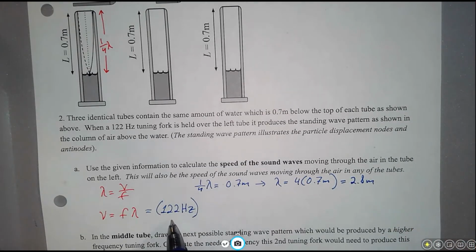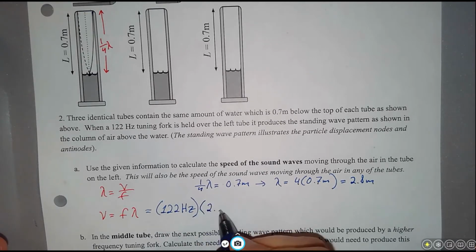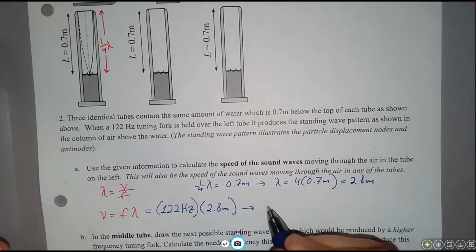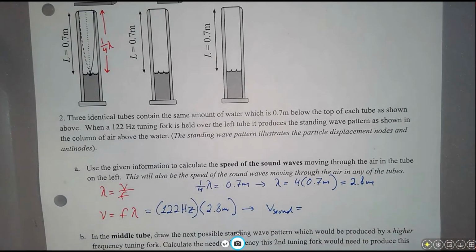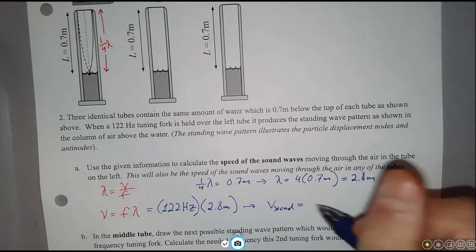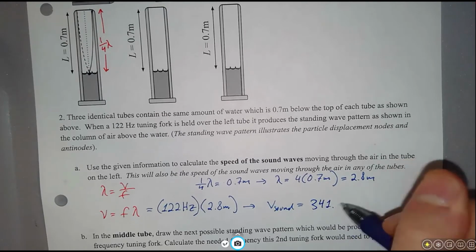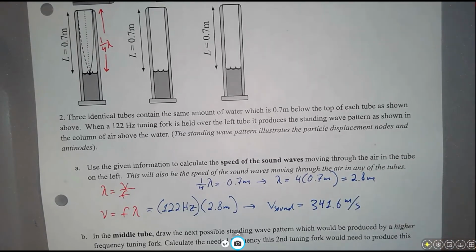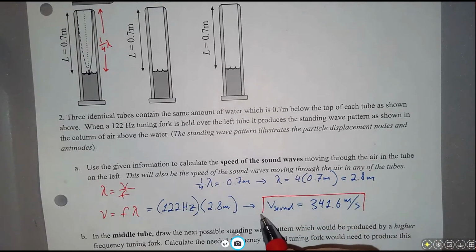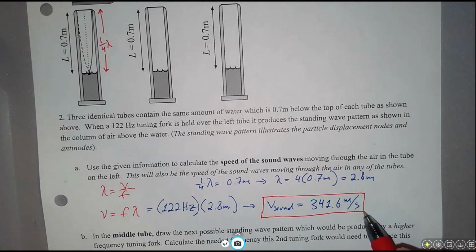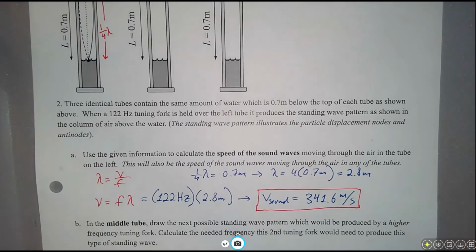So if you have a sound wave that has a frequency of 122 hertz and a wavelength of 2.8 meters, let's figure out what the velocity of that sound wave actually is. So 122 hertz times 2.8 meters gives us 341.6 meters per second, which is pretty close to the accepted speed of sound in room temperature air. So at 20 degrees Celsius, the speed of sound is about 343 meters per second.